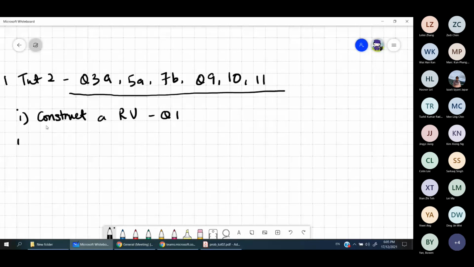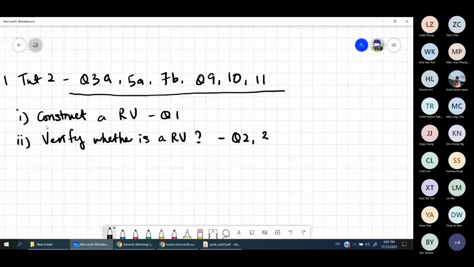And after that, so there's a second type, which is asking you to verify whether something is a random variable or not. Okay. So that means a function is given corresponding to a given sample space and a given sigma field, and after that you need to verify whether that is a random variable or not. So there are several questions on here. Question 2, 3, 4. Okay, which fall into these categories.